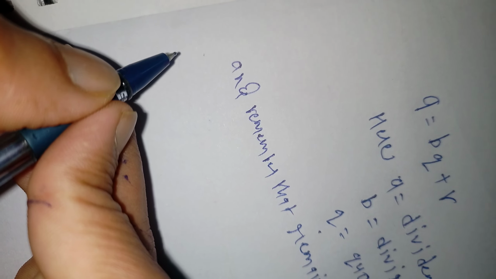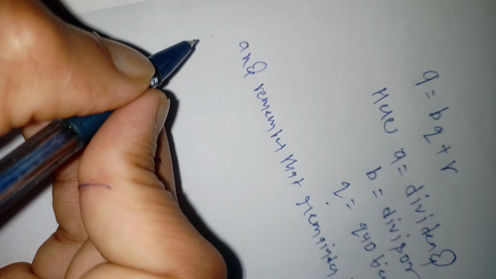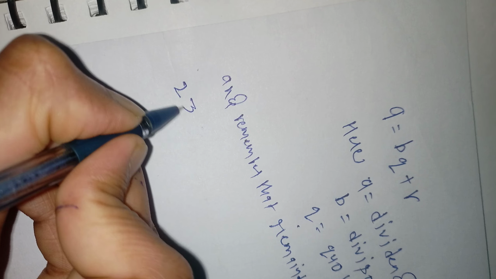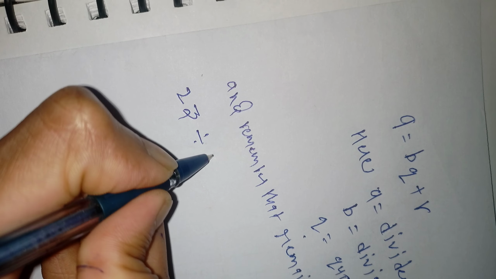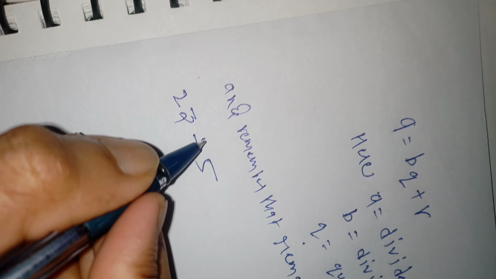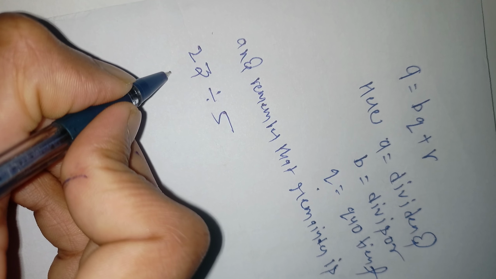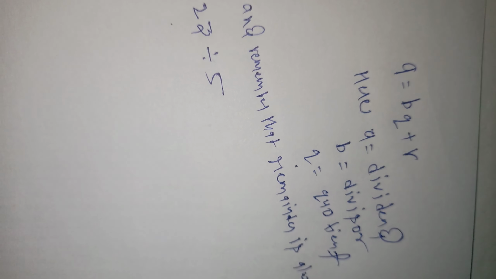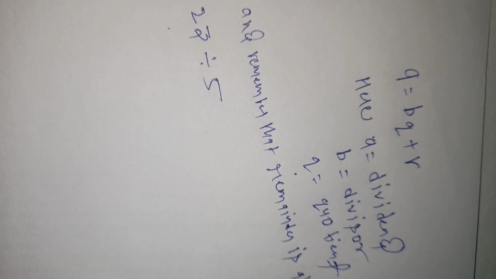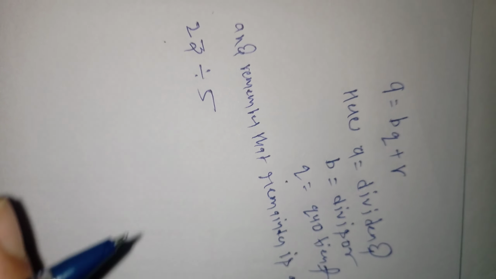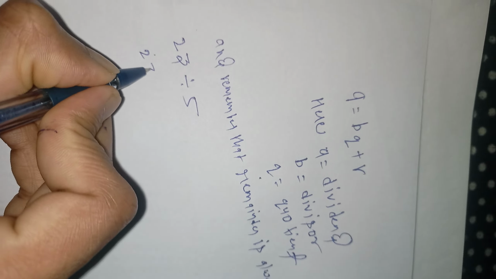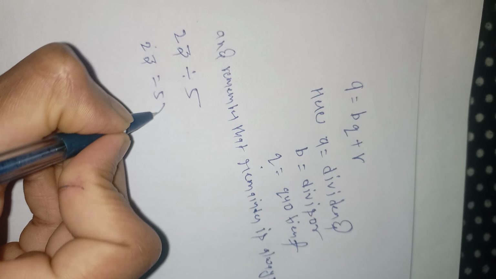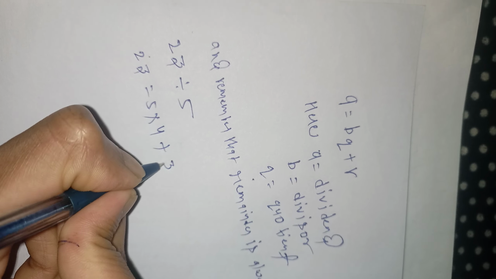Understand? Now let's take an example. We have 23 divided by 5. Then according to Euclid's division lemma, we write it 23 equal to 5 into 4 plus 3.